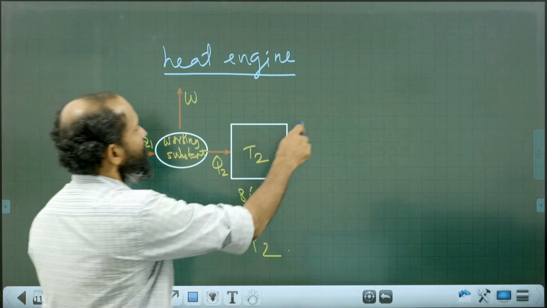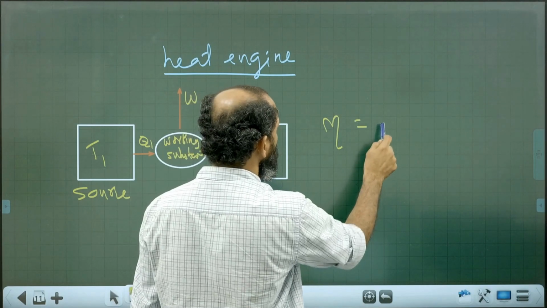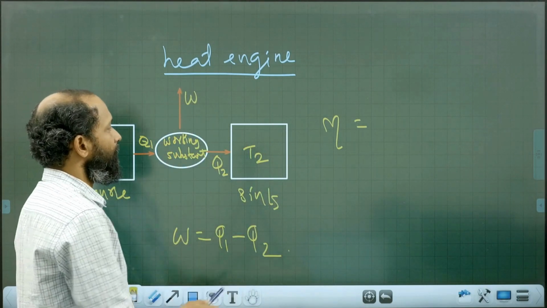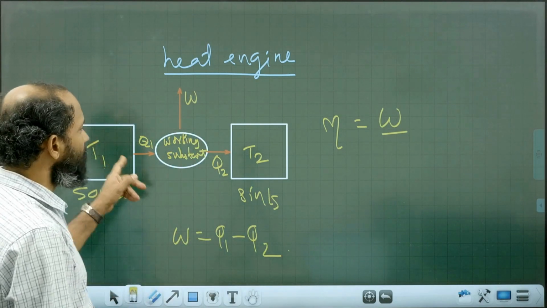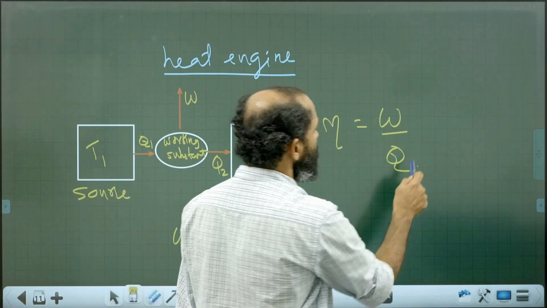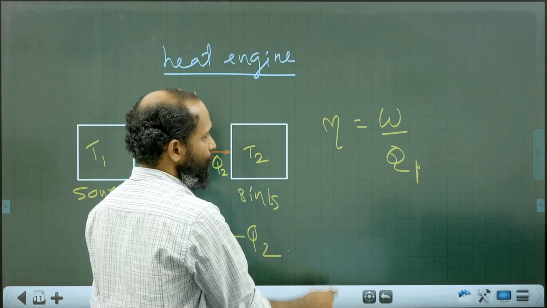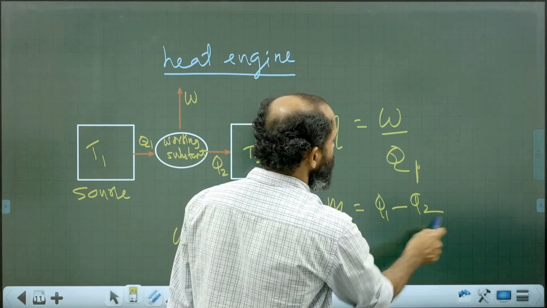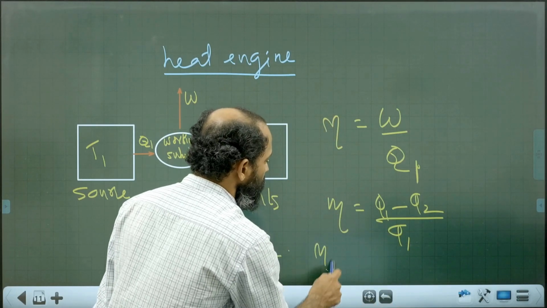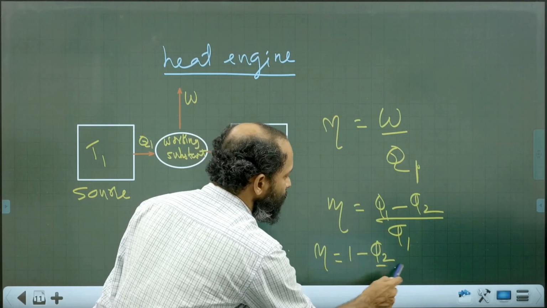Then the efficiency of a heat engine is the useful work output, W, divided by the input heat. Input heat is Q1. So eta is equal to W divided by Q1. So eta is equal to Q1 minus Q2 divided by Q1. So eta is equal to 1 minus Q2 by Q1.